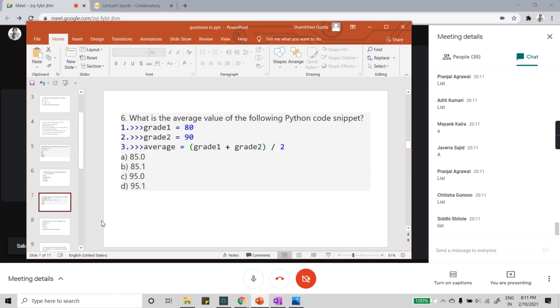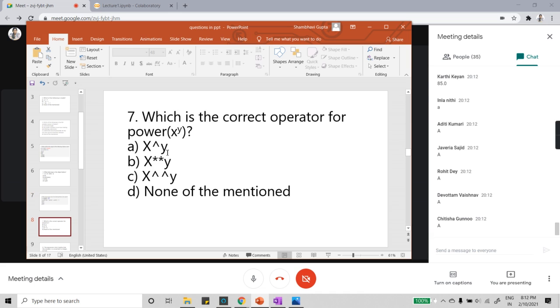Now moving towards this question, what is the average value of the following Python code snippet? Grade 1 is equal to 80, grade 2 is equal to 90, and average is equal to grade 1 plus grade 2 upon 2. This time Section gave me the correct answer, that is 85.0. Absolutely right. A is the true answer, because when I add both of these, I would be getting the A answer, right? Very well done.